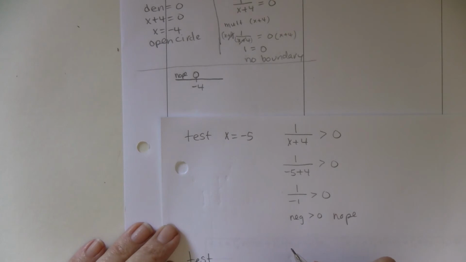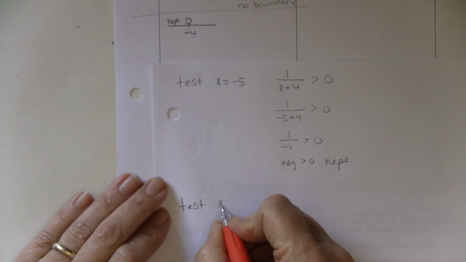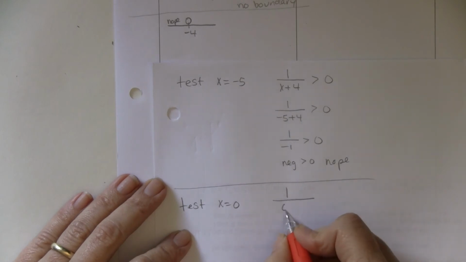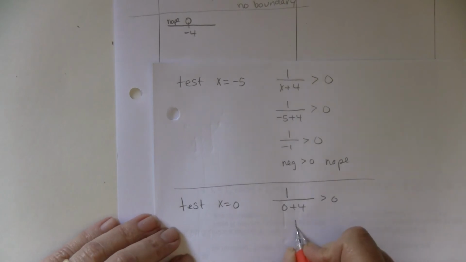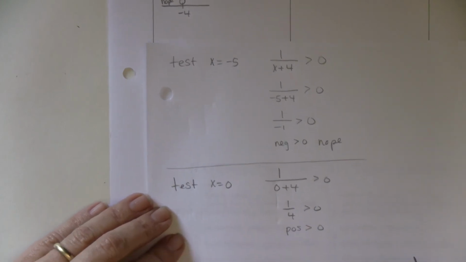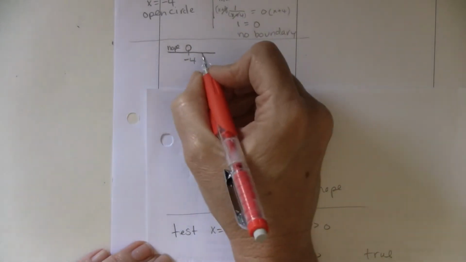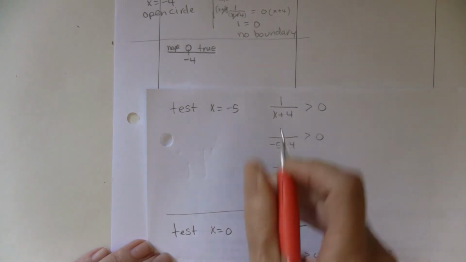And I'm going to be testing 0. I can test anything I want on the other side, so I'm going to test 0. Back in the original here, 1 over 0 plus 4 is bigger than 0. I want to know, hey, is this true? This is 1/4 is bigger than 0. And all I care about is that this is positive, and a positive value is bigger than 0. So this is true. This one is an example of it going every other region.